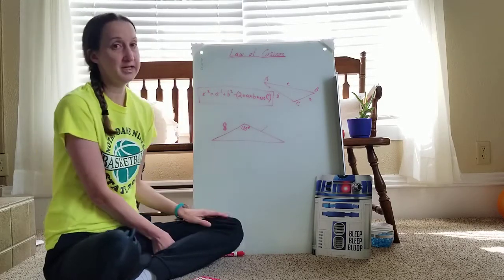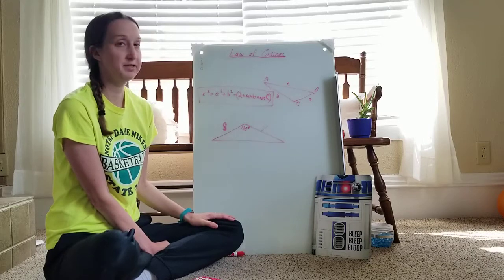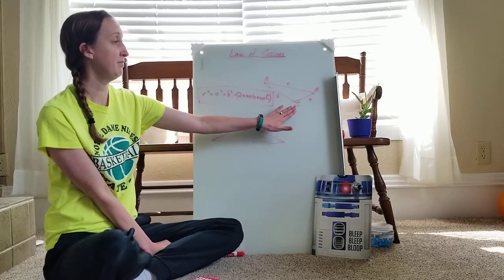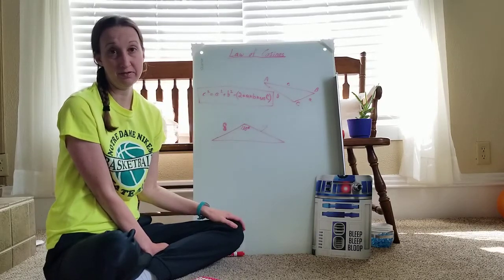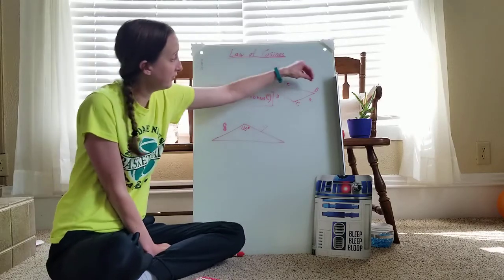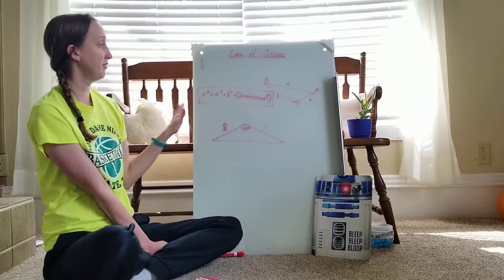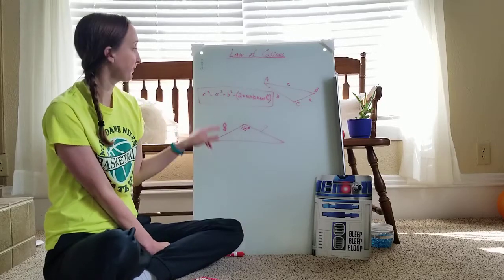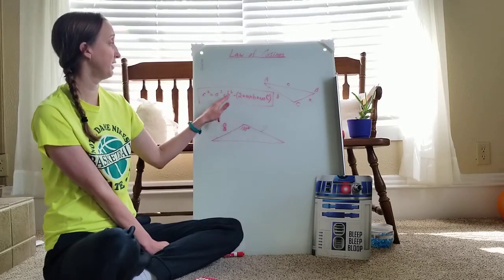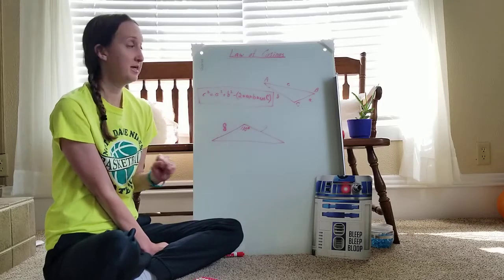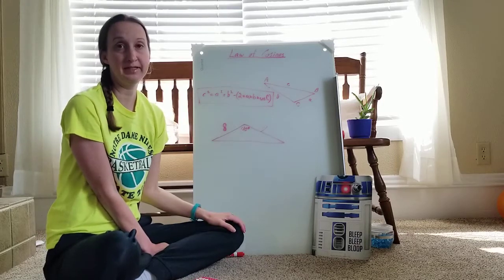What I've got in this box here is the law of cosines. Notice I'm labeling things the same way they were labeled on the law of sines. Capital letters for angles, lowercase for sides. That's important when you're taking a look at the formula. All these are lowercase side lengths, and then this would be an uppercase angle.